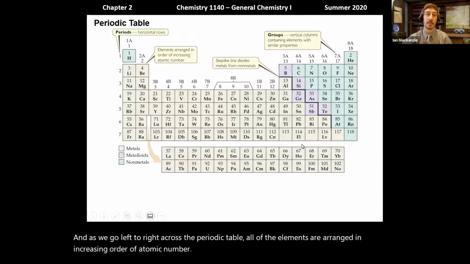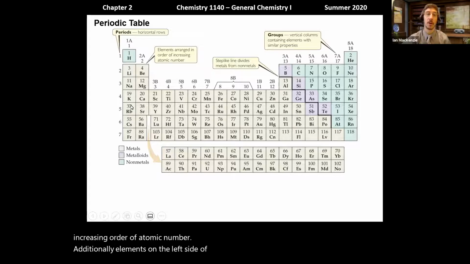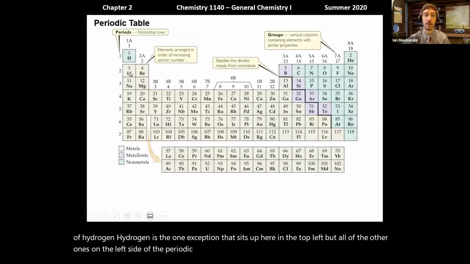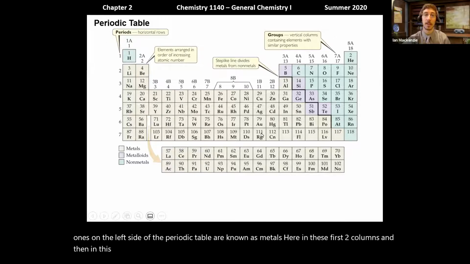Additionally, elements on the left side of the periodic table are termed metals, with the exception of hydrogen. Hydrogen is the one exception that sits up here in the top left, but all of the other ones on the left side of the periodic table are known as metals, here in these first two columns, and then in this central block shown here. And then there is this step-like line that divides metals from non-metals. So everything in tan is a metal.